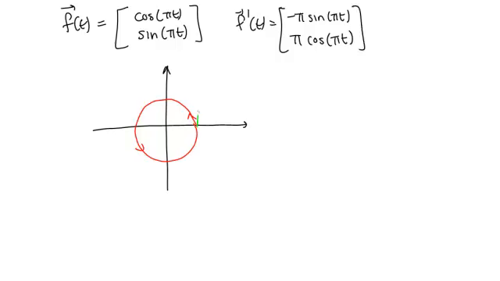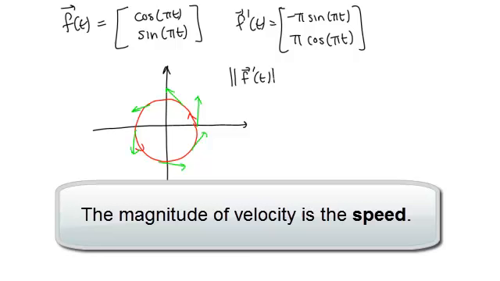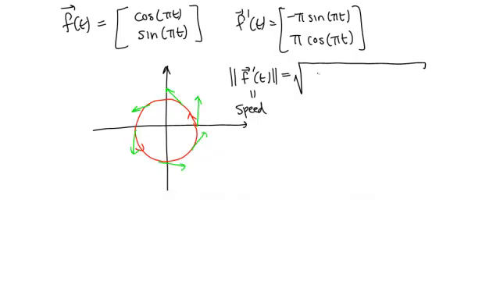If we were to plot that vector at a couple of different points, this might be what some of those vectors look like right here. But here's the important part about these vectors. Let's take the magnitude of the velocity. Remember that the magnitude of the velocity is called the speed of this particle. So that's going to be the square root of the first component squared, pi squared sine of pi t quantity squared, plus the second component squared, which is pi squared cosine of pi t quantity squared.